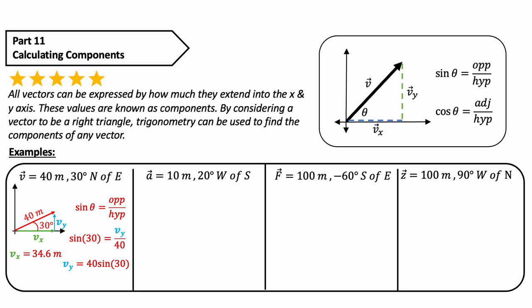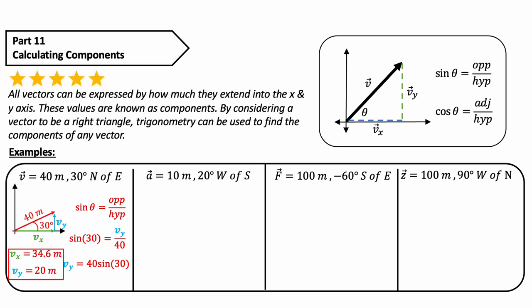Again, we plug this into a calculator. If we are in degrees mode, it just spits out that the answer is 20. And there you have it, our two components of this vector. This vector extends 34.6 meters in the x and 20 meters in the y.